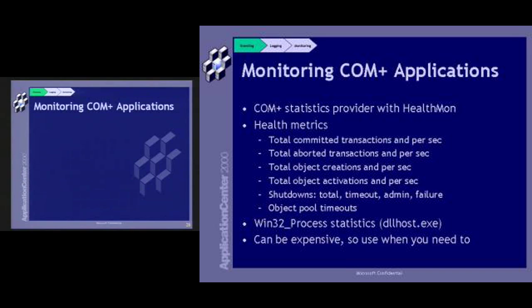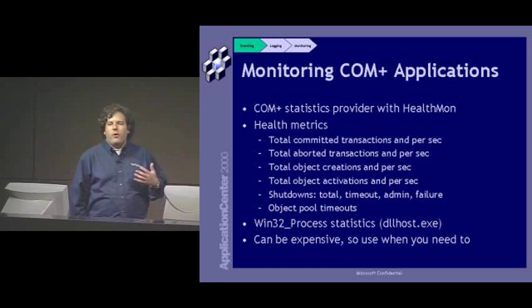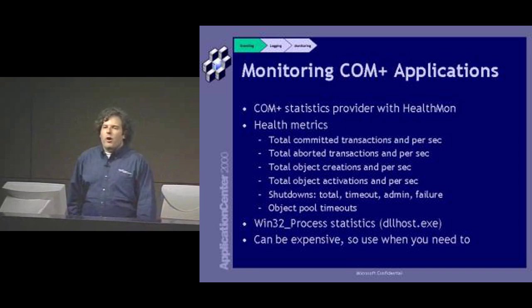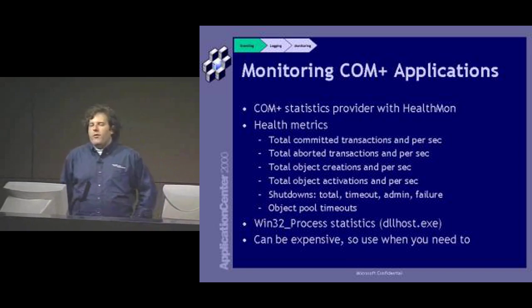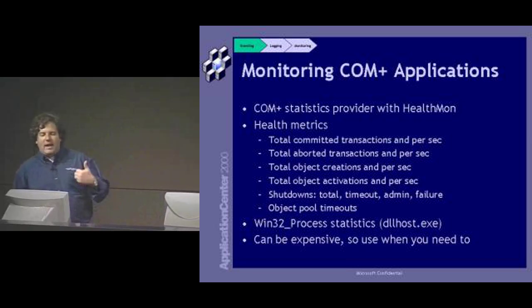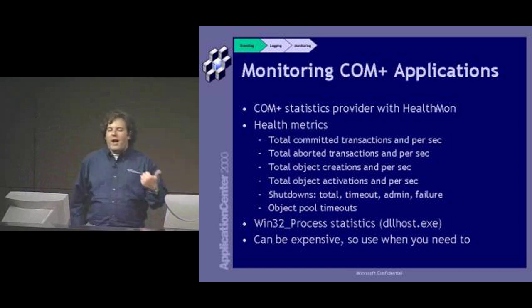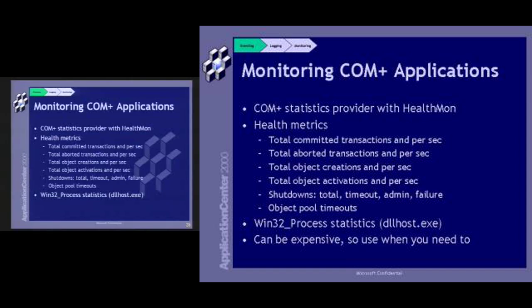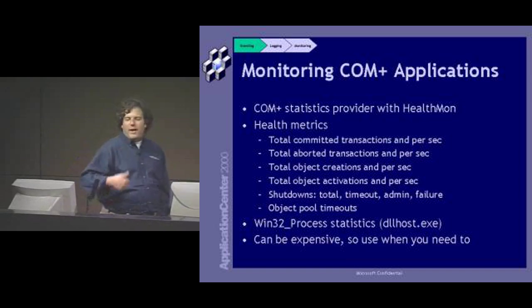One other area that we did some work on is on COM+ to help people manage COM+ apps. And one of the issues here is there are no performance monitor counters available for COM+ apps. So it's very hard to know if there's something going wrong with your component. So we wrote a COM+ statistics provider that we're shipping with Health Monitor. This gives you metrics such as committed transactions, aborted transactions, creations, activations, total shutdowns, timeout, admin failure shutdowns, and object pool timeouts. We're also providing all of the Win32 process statistics, which includes memory used, threads, handles.